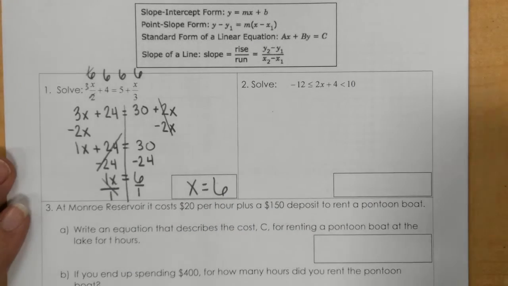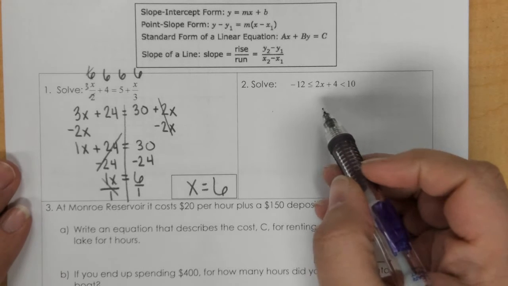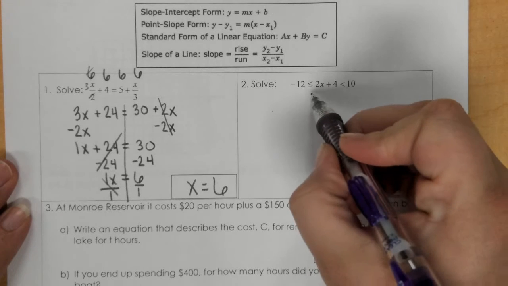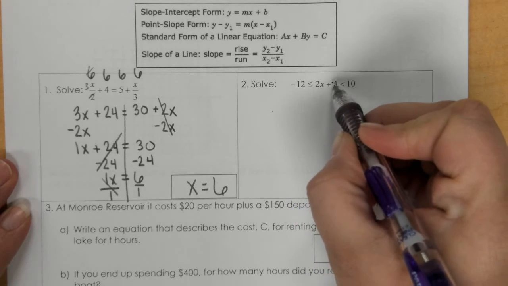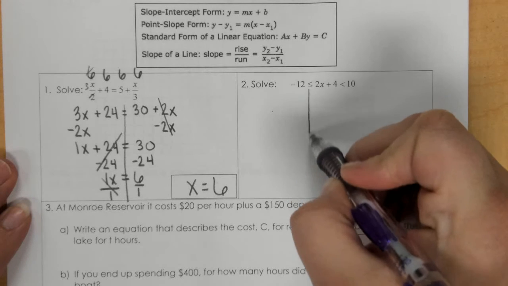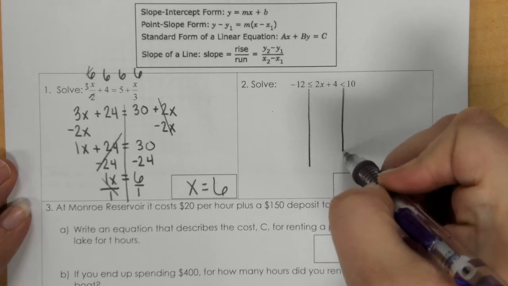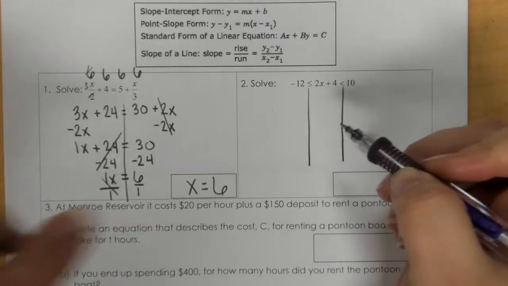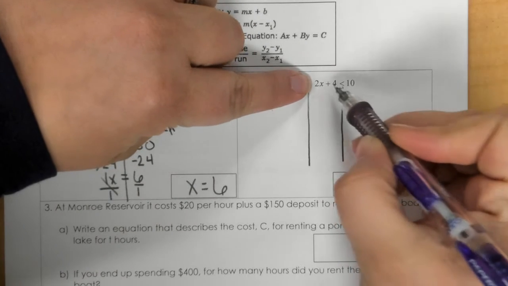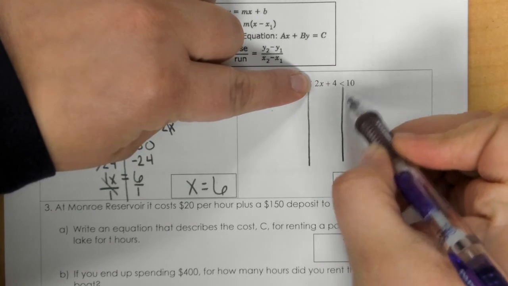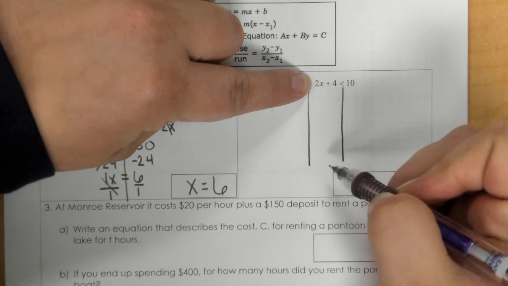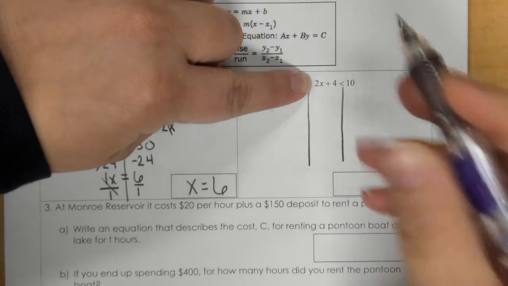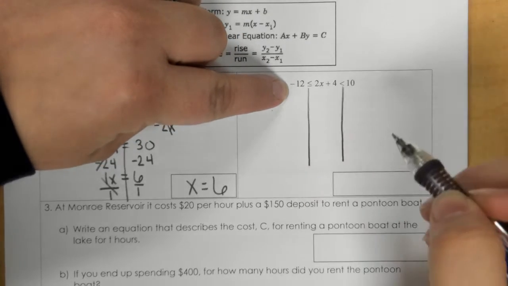In number 2, we have a compound inequality. This is an and. To get the x by itself there in the center, I'm going to go ahead and draw my two lines from the inequalities. And if this was a regular two-step inequality, I would subtract 4, and then I would divide both sides by 2. Well, I'm going to do the exact same thing, but I'm also going to do it to the negative 12.